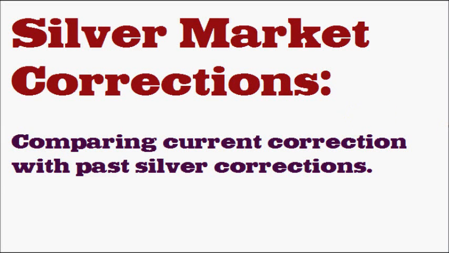Welcome to this video, Silver Market Corrections, where we'll be comparing current corrections with past silver ones. In the past there have been 5 significant daily time frame corrections that have occurred within a bull market. 4 of the 5 resulted in breaking past resistance and, of course, resuming the uptrend. One, of course, failed. That was a big one in 1980. So let's take a look at them, starting with the most recent one.